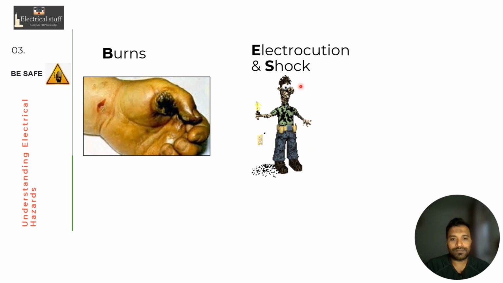Electrocution or shock, you get this one, that is called E. What is electrocution or shock? The fatal electrical shock is called electrocution, and shock is just a feeling or sensation of the electricity. These are two things. Shock is a very minor electrical hazard, whereas electrocution is a major electrical hazard.